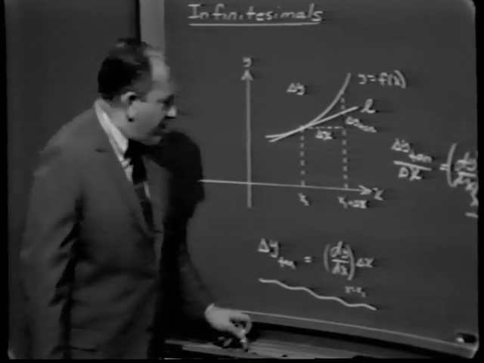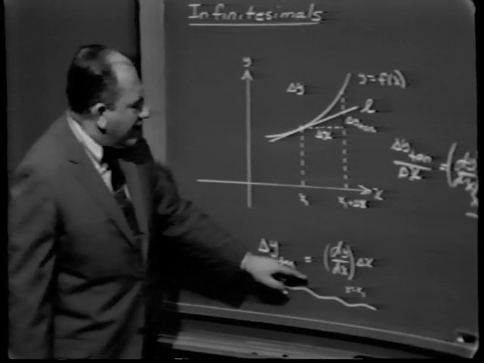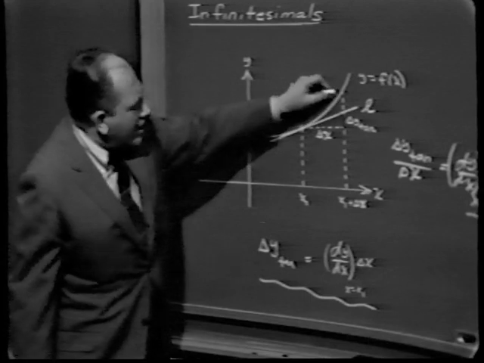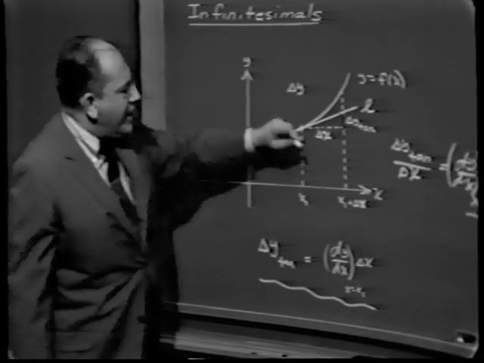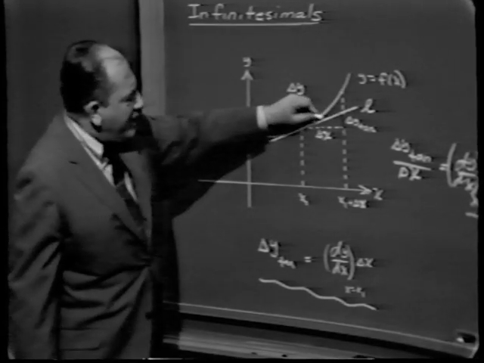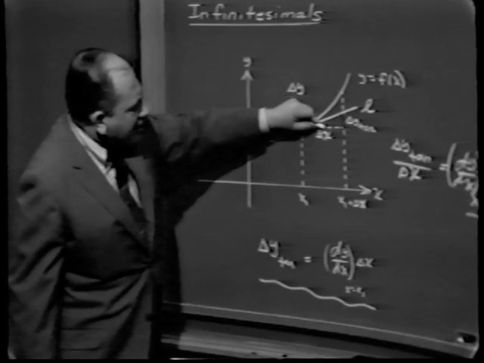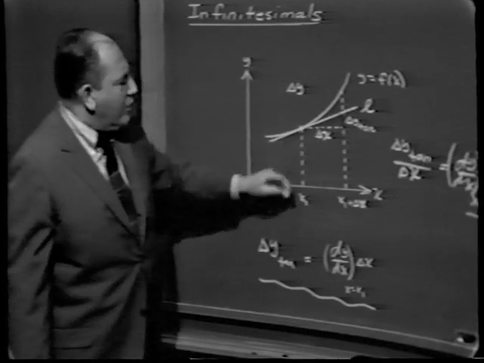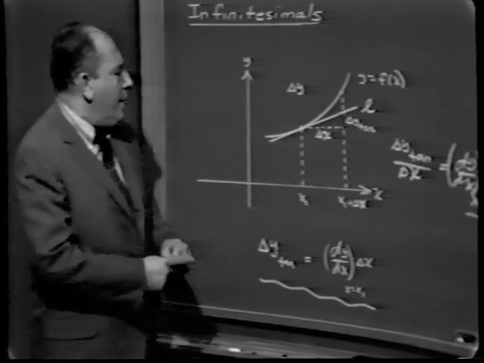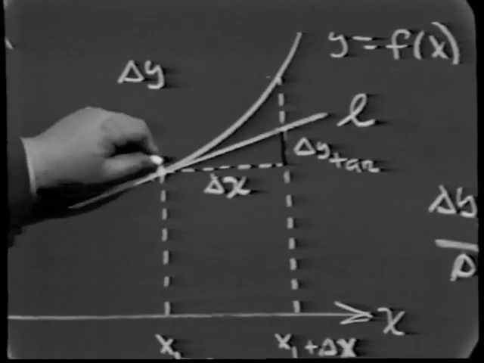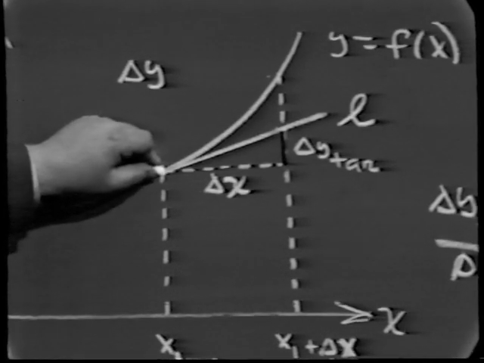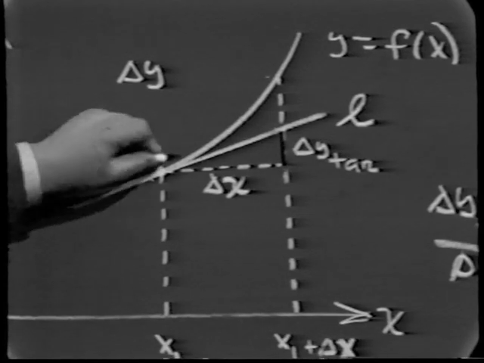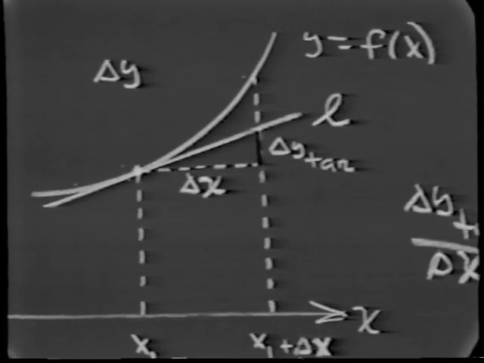The approximation seems to be when we say, let delta y tan represent delta y. In other words, we get the intuitive feeling that as delta x gets small, the difference between the true delta y and delta y tan also gets small. Another way of saying this is what? Our intuitive feeling is that in a neighborhood of the point of tangency, the tangent line serves as a good approximation to the curve itself.